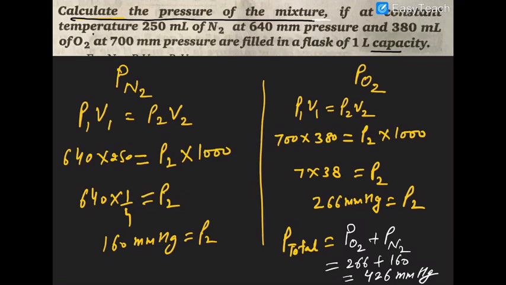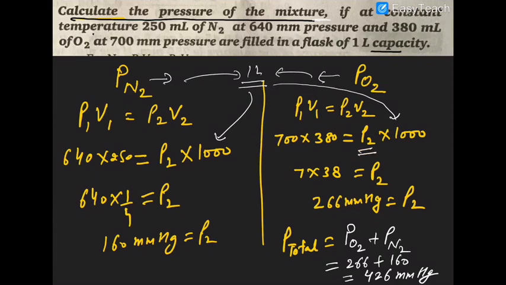So both these gases, nitrogen and oxygen, are placed in a 1 liter flask. So 1 liter comes out to be how much? It comes out to be 1000 ml. So you will determine the pressure of these two gases finally, and then you will add them. So the answer comes out to be 426 mmHg. Is that clear to you now? So what is the next question?